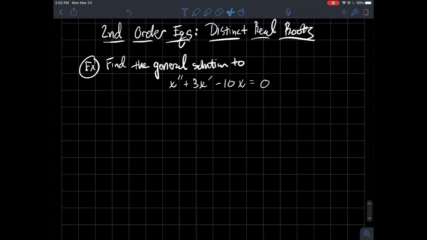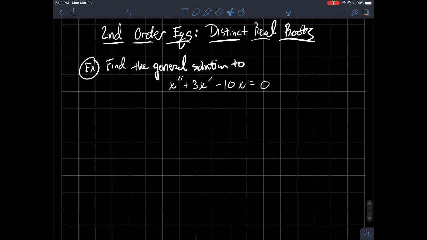This is a short video on how you find the solutions to a second order differential equation in the case that you've got two distinct real roots. And when you look at this equation, maybe it's not obvious off the bat that it'll have two distinct real roots, so I'll show you what you do in general.